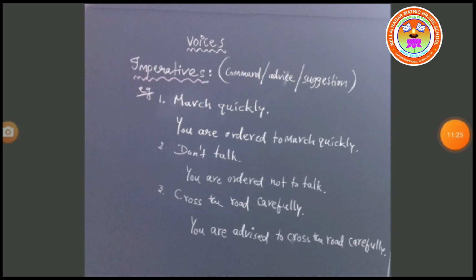if it is an order, we begin the sentence with you are ordered to march quickly. Suppose the sentence is a negative one, then we use the word not to followed by the be form. For example, don't talk. Passive voice: you are ordered not to talk. Next example, cross the road carefully. Passive voice: you are advised to cross the road carefully.